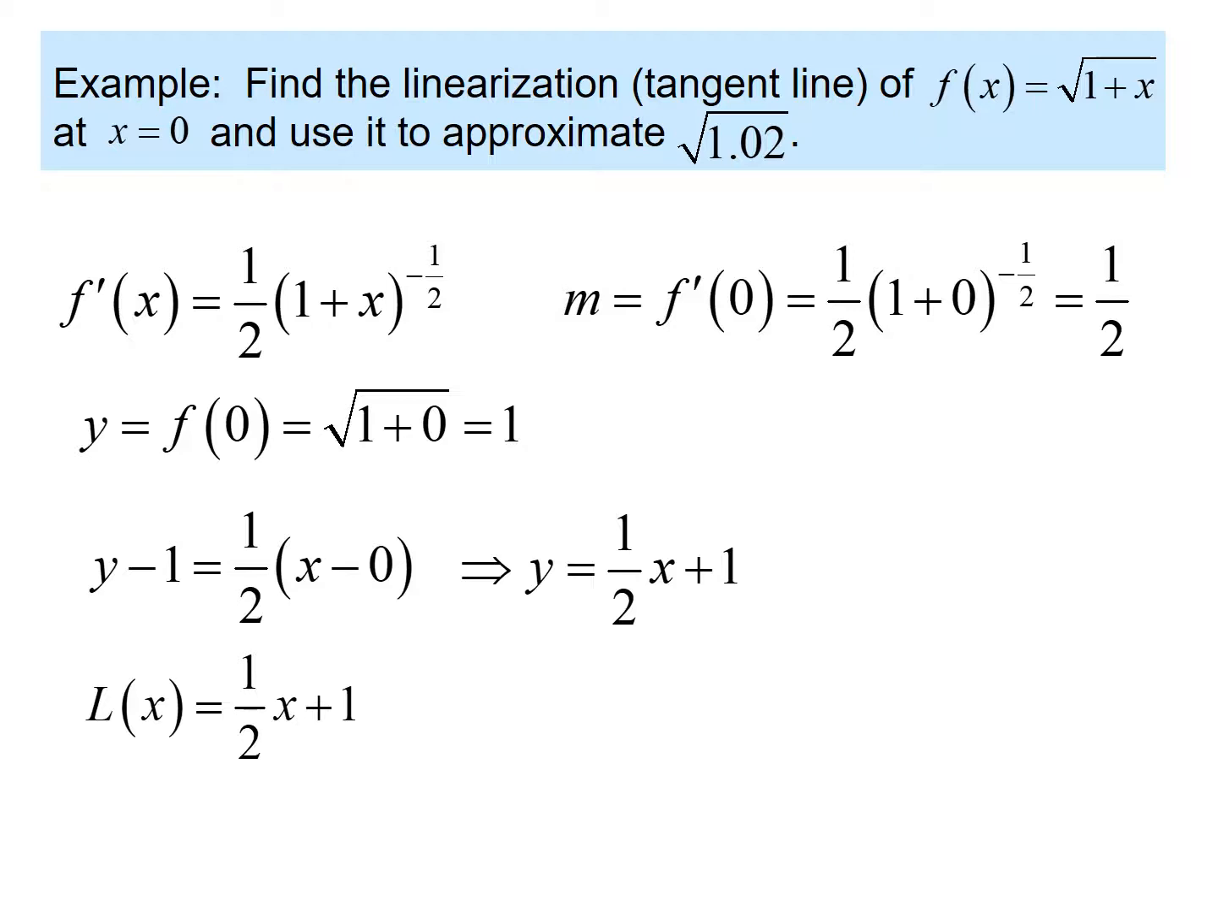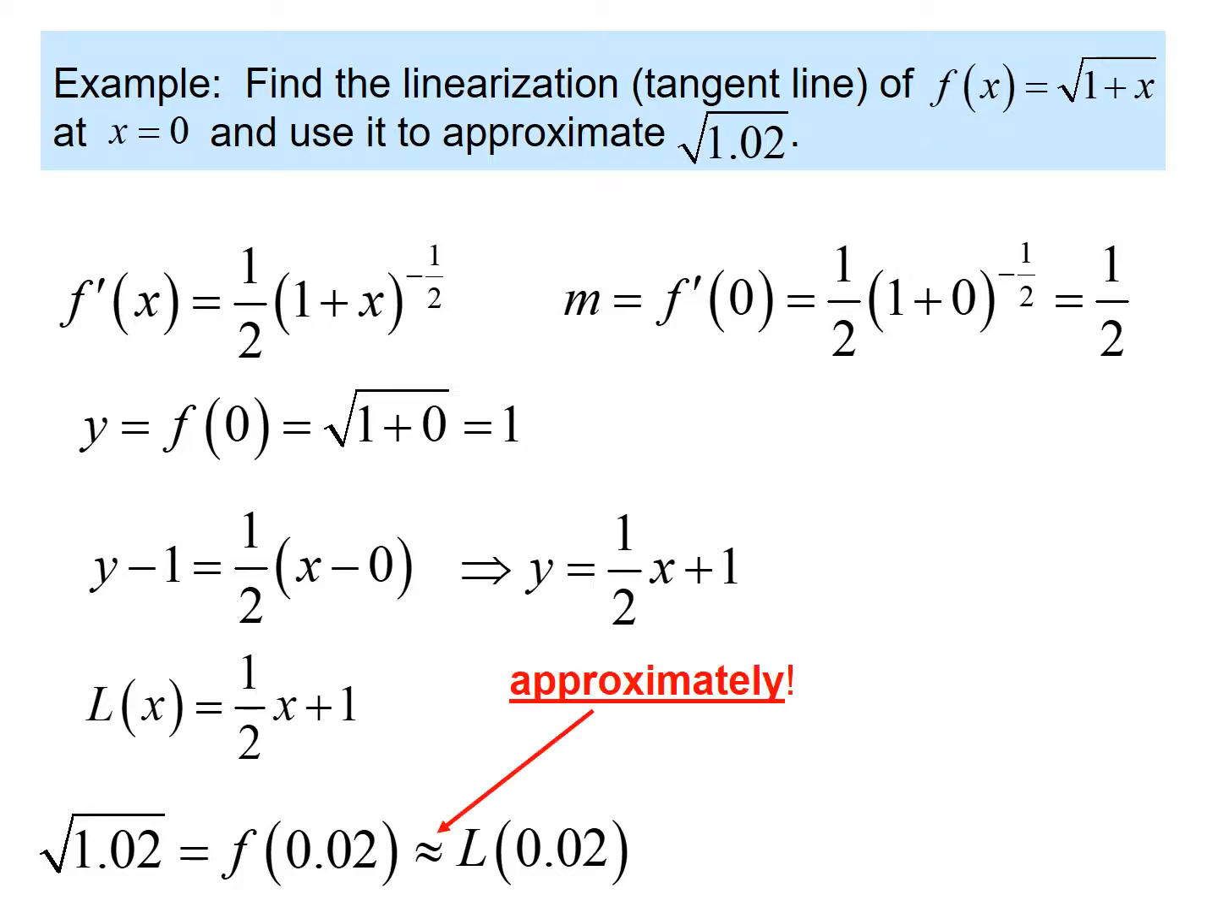If we want to approximate the square root of 1.02, that's f of 0.02, because 1 plus x, or 1 plus 0.02, gives us 1.02. So that function value is approximately equal to the linearization of 0.02. So plug that into our equation L of x, and we get 1.01 as our approximation for the square root of 1.02.